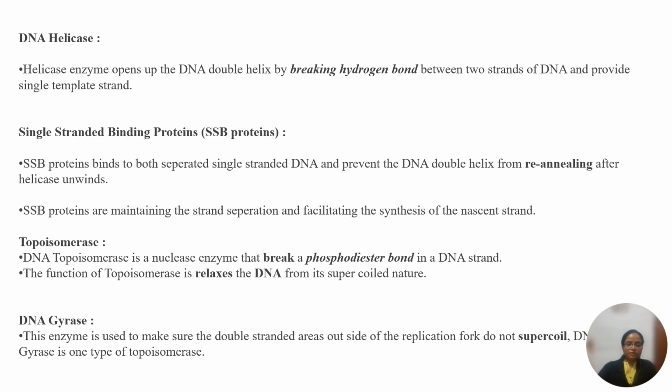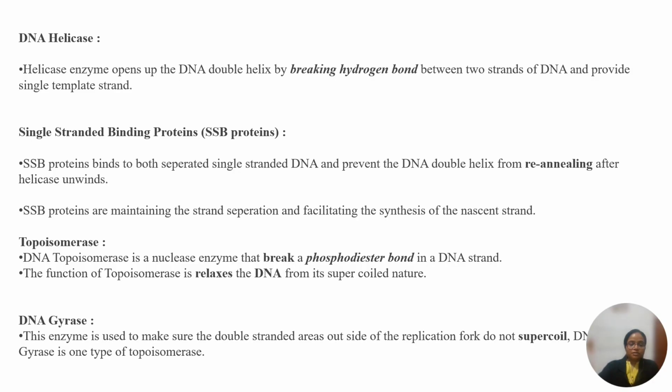So in order to reduce the supercoiling ahead of the replication fork, topoisomerase breaks the phosphodiester bond in a DNA strand, and it untwists the DNA in order to reduce the supercoiling, so that the replication fork can continue to move and synthesize the new DNA strand. So this is done by the topoisomerase enzyme.